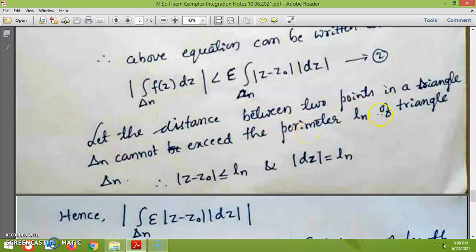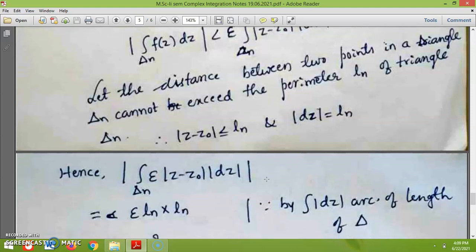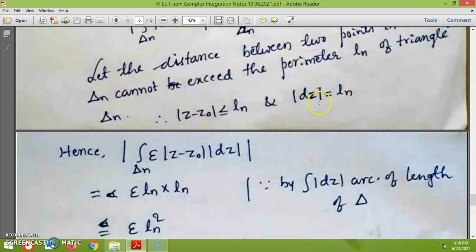That perimeter we can take as ln there. Since it contains modulus of z minus z naught, it means the distance between any 2 points in a triangle, which cannot exceed the perimeter of that. So that expression we can take as modulus of z minus z naught less than or equal to ln, and that ln is the length between the 2 points; that is, modulus of dz is ln.